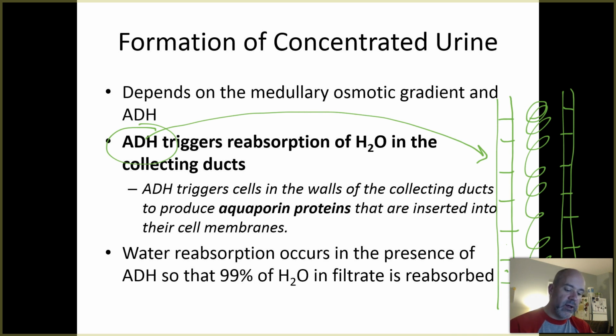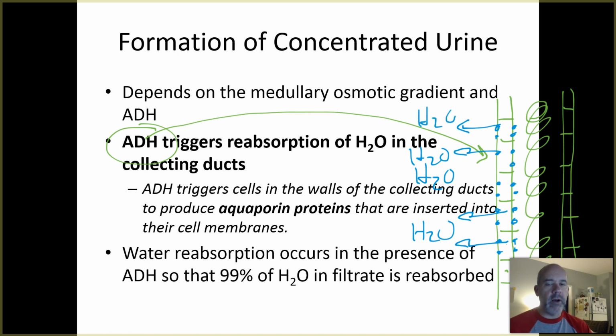ADH triggers those cells to produce proteins that are called aquaporins. Those aquaporins are produced inside those cells. They're inserted into the membranes of the cells that line the walls there. And aquaporins, water pores, they allow water to very rapidly move across the cell membranes and into the surrounding medulla.